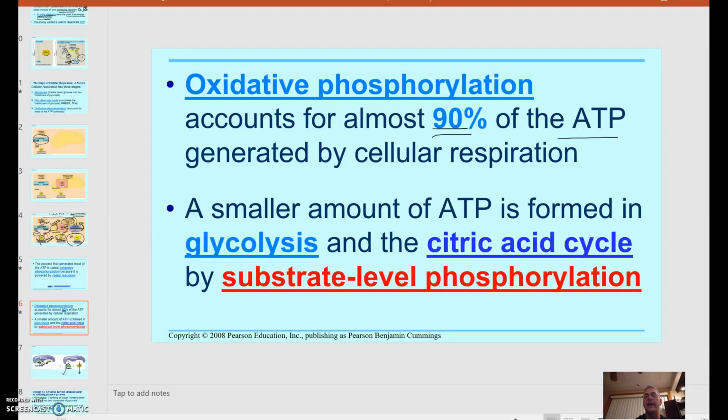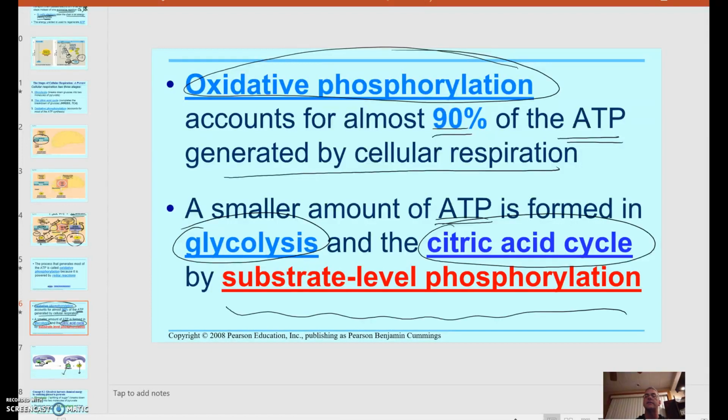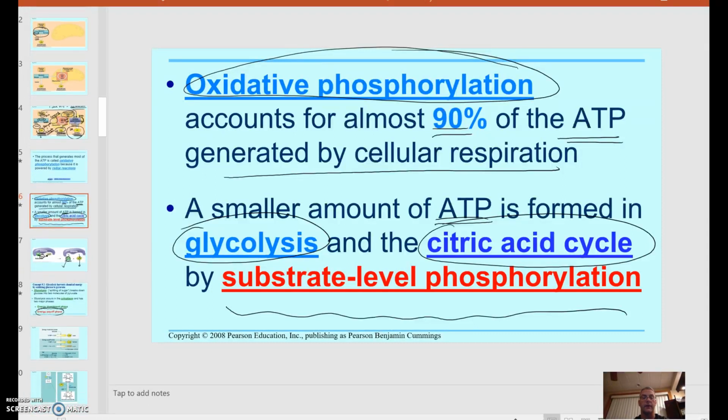90% of the ATP is generated through oxidative phosphorylation. Okay? And that's important for us to know. So all of the ATP that's produced through glycolysis or the Krebs/citric acid cycle is substrate level phosphorylation. The remaining, the majority of it, is through oxidative phosphorylation.